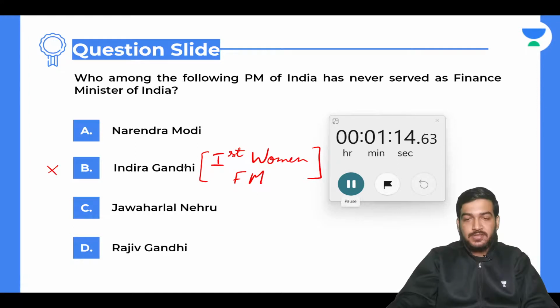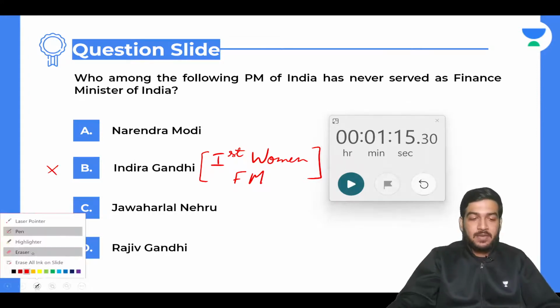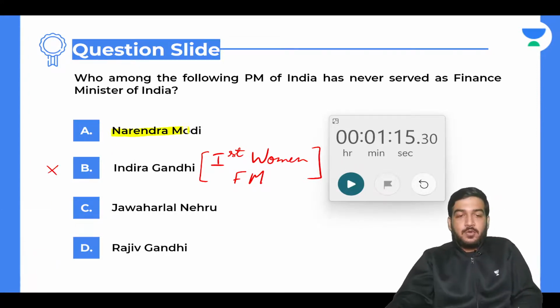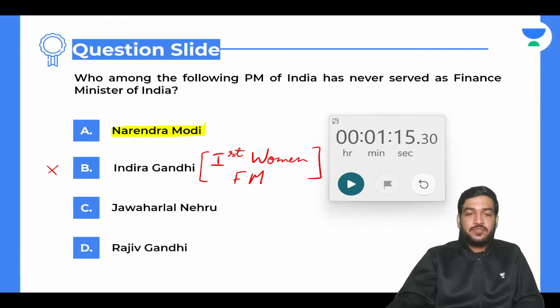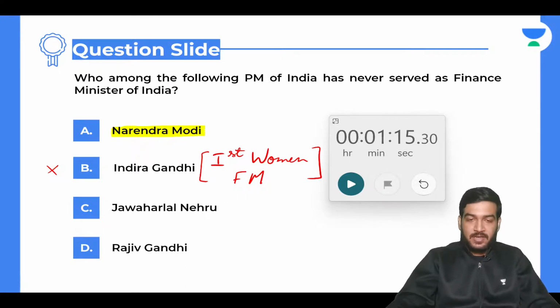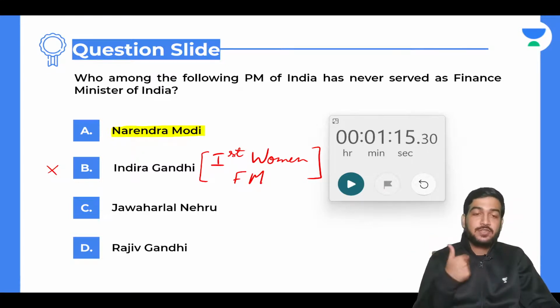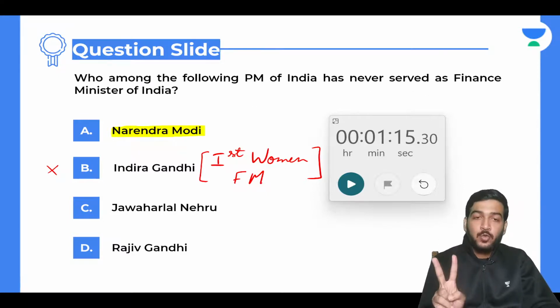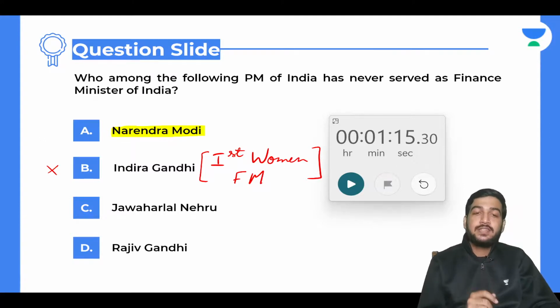The correct answer to this question is A. Prime Minister Modi. Narendra Modi has never been the finance minister of India. In his 8 years as prime minister, he has never presented a budget. Morarji Desai was a finance minister under Jawaharlal Nehru and Indira Gandhi and then became the prime minister. Rajiv Gandhi presented one budget in his 5 years as prime minister. Jawaharlal Nehru served two budgets as finance minister. So the answer is Narendra Modi.